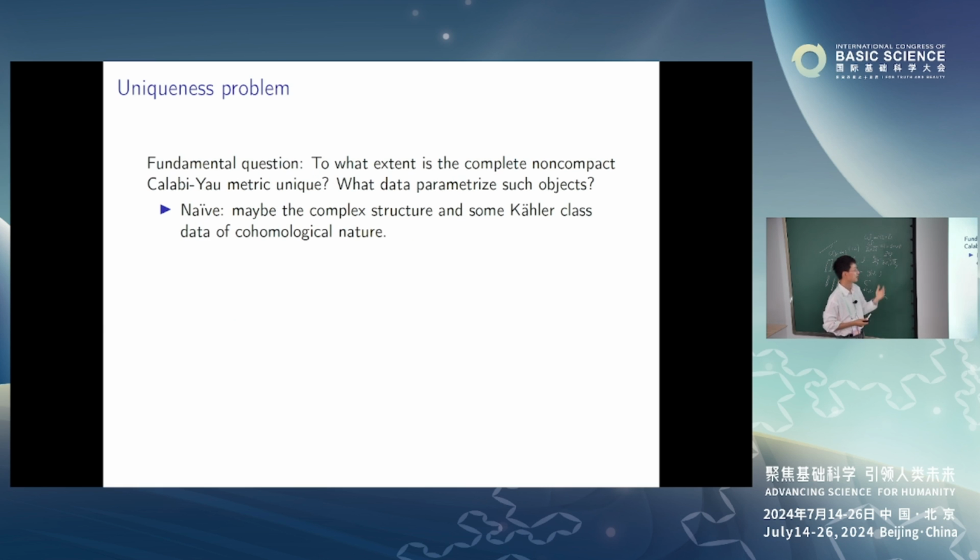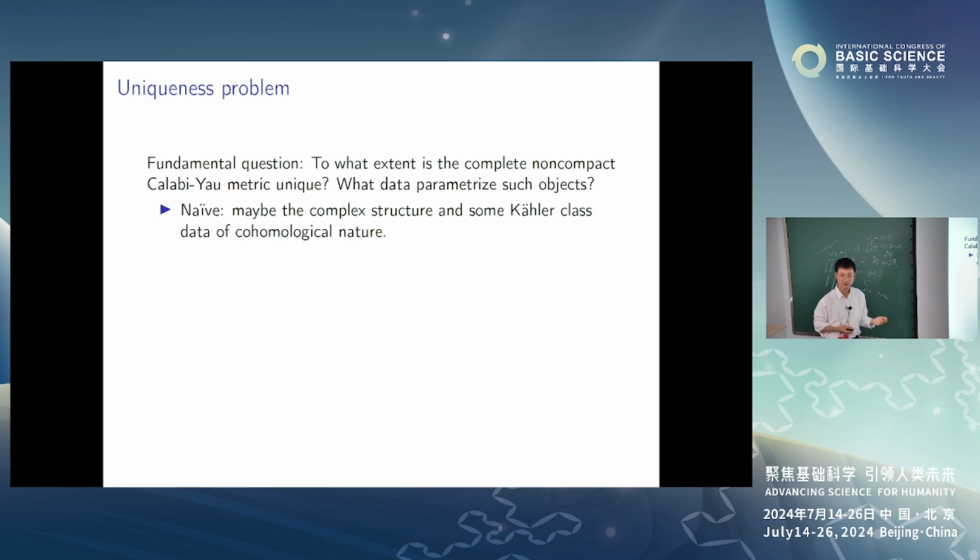Okay, so that's what happens with the analytic package. Now, let me talk about some problems in this field. So one of the fundamental questions is, to what extent is the complete non-compact Calabi-Yau metric unique? And what kind of data parameterizes such objects? The naive expectation, based on analogy with the compact case, is that maybe the complex structure and some Kähler class of cohomological data should determine the metric.